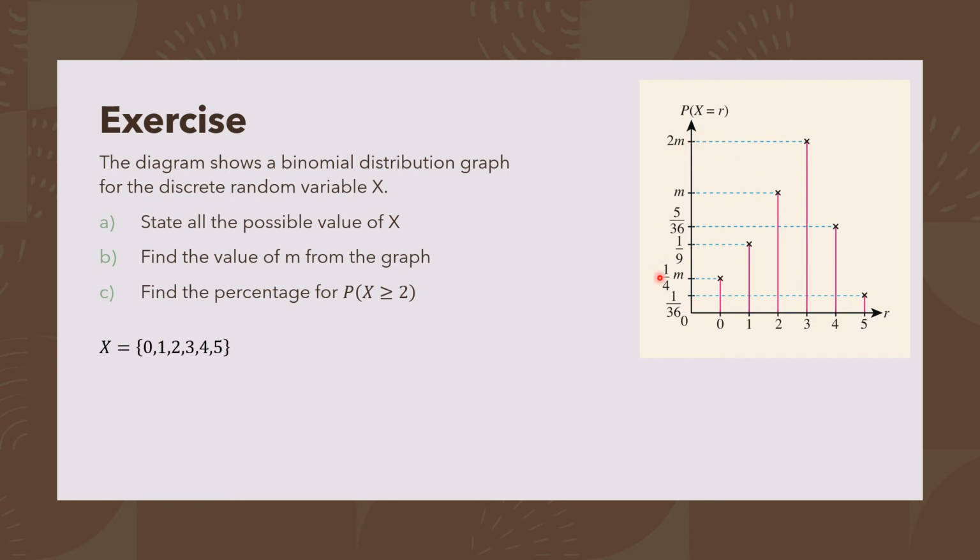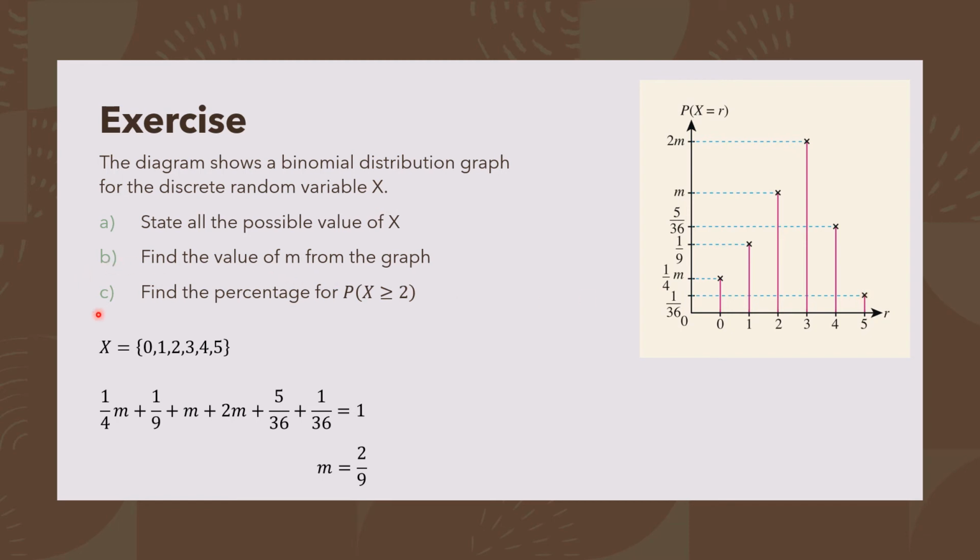Like just now, we just add all the values for every number of success and set it equal to 1. So 1 over 4m plus 1 over 9 plus m plus 2m plus 5 over 36 plus 1 over 36 is equal to 1. Then you just have to find the value of m here. So you will get m is equal to 2 over 9.